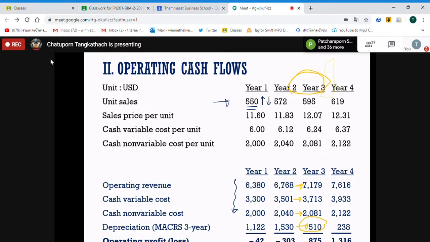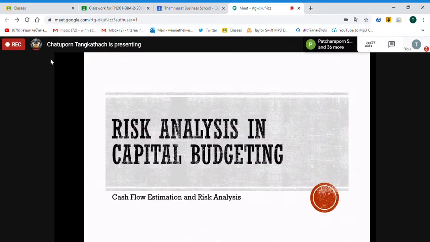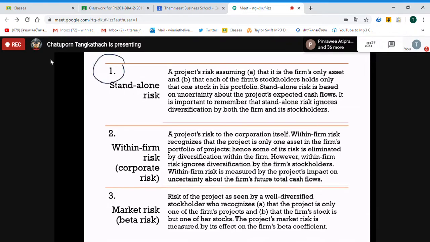So how can we do that? Let's go to the next part: the risk analysis in capital budgeting. When we would like to analyze the risk, you may analyze it in terms of 3 levels. First one, standalone risk. This is what we are going to look at in this lecture note, because we are going to look at the risk inside only one project, project by project. This is what we call standalone risk. But the larger levels of risk are within-firm risk or corporate risk, and market risk or beta risk. In fact, we talked about beta risk since the chapter called risk and return already. But today let's concentrate on standalone risk.